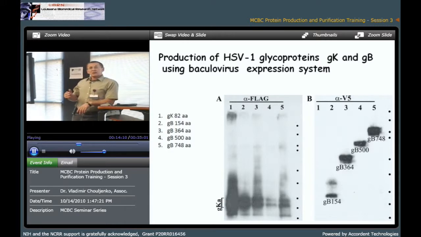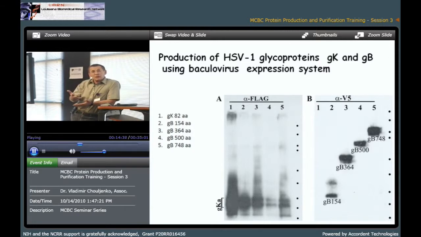Now I will try to explain some features of this system by showing some results which we received in our lab from using the baculovirus expression system. These particular results were published last year in the Journal of Virology.